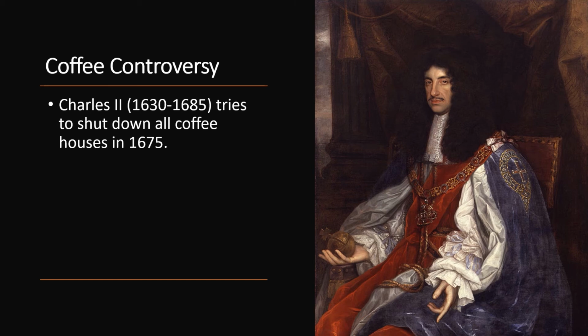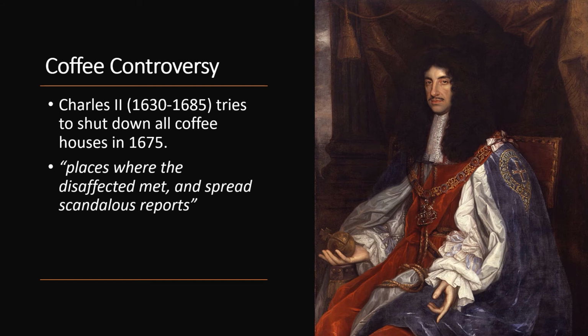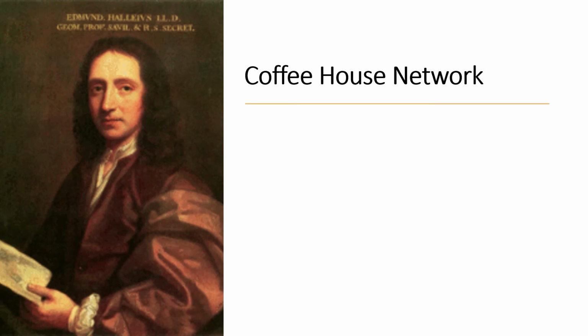The problem for Charles is that coffee houses were so popular, even his own ministers attended coffee houses. He said coffee houses were places where the disaffected met and spread scandalous reports. In any respect, his plan to shut down coffee houses did not work. The reason why Charles II had such a tough time shutting down coffee houses is because they had become a communication hub. It's in coffee houses that you would go to hear news from abroad. Coffee houses had become essentially the equivalent of an 18th century internet. That's what many historians have described it as.